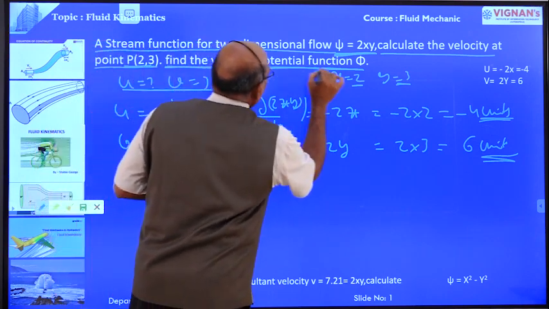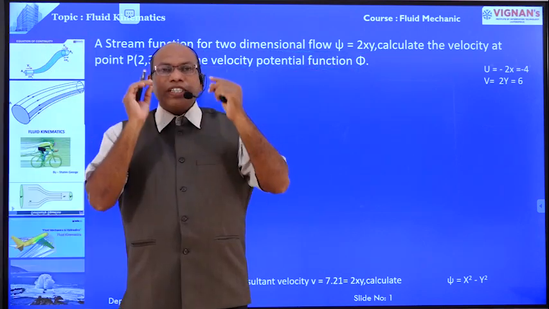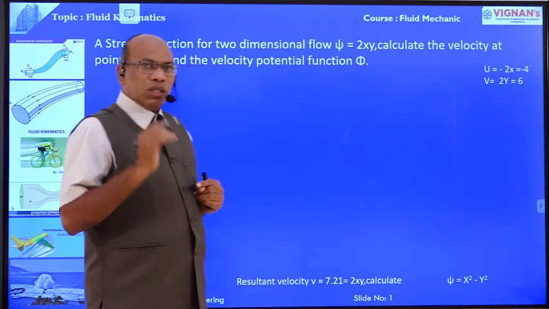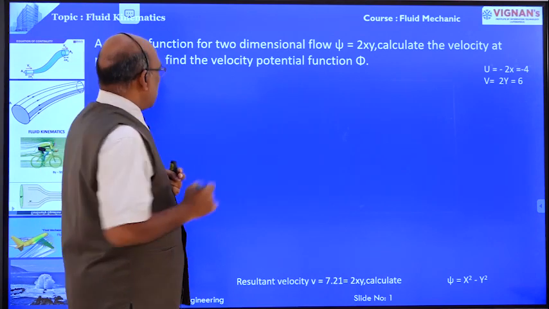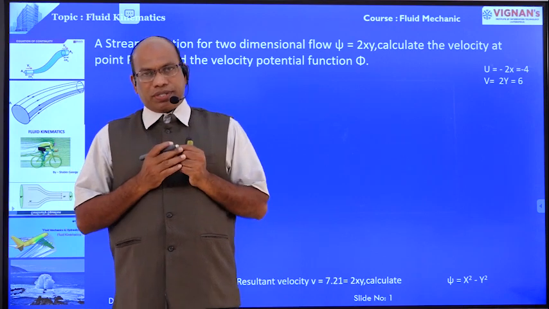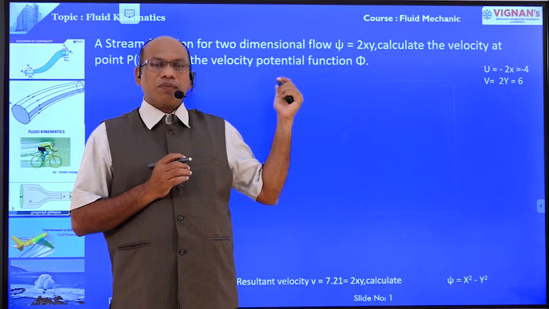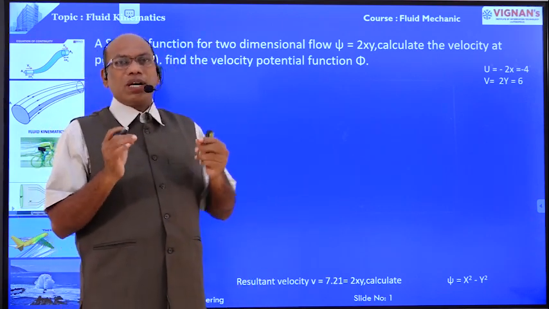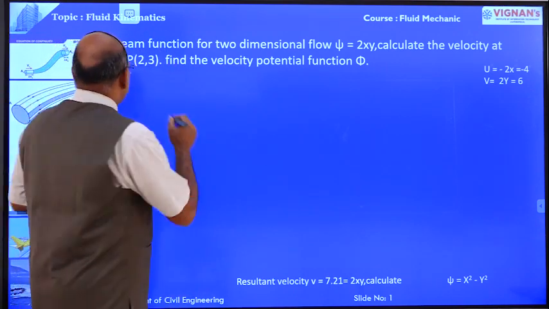Second one, find the velocity potential function. For the determination of the velocity potential function phi, we know some formulas related to velocity potential function and stream function. Now we are going to determine the velocity potential function. Here they have given the stream function. Based on that stream function, we are going to determine the velocity potential function. We know some relations based on the stream function and velocity potential function definitions.